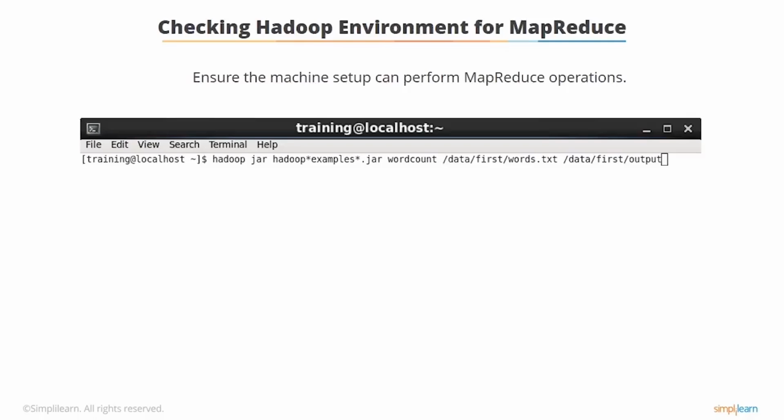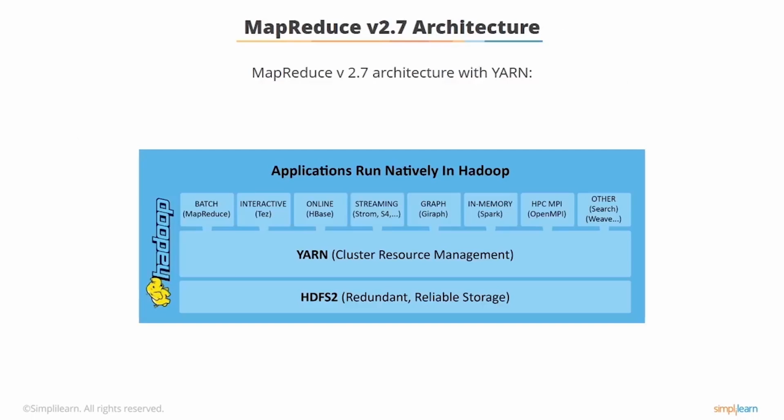It is important to check whether the machine setup can perform MapReduce operations. To verify this, use the example jar files deployed by Hadoop. This can be done by running the command shown on the screen. Before executing this command, ensure that the words.txt file resides in the data/first location. This image shows the MapReduce version 2.7 architecture comprising Yarn.